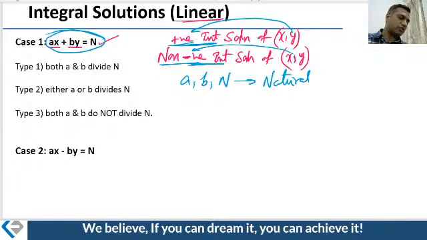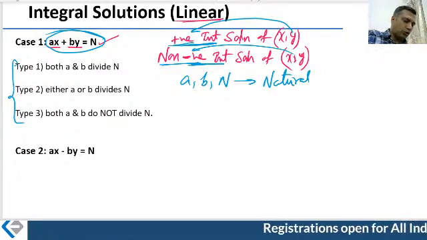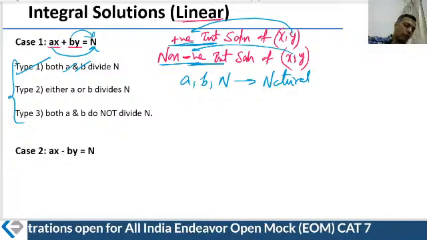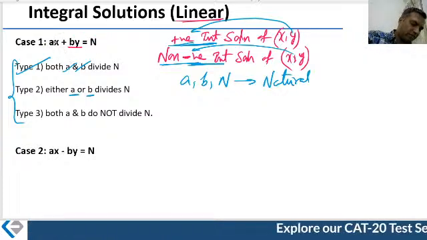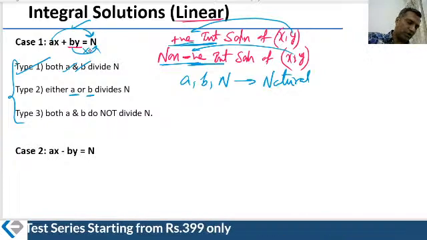There are three cases which come here. What is this? Type 1: both a and b divide n. A divides n, in the sense that the coefficient of x divides n, and the coefficient of y also divides n. Okay, why these types? I'll come to that. Second one: one of them will divide. Either a divides or b divides, which means if the coefficient of x is dividing, then the coefficient of y does not divide. Reverse: if the coefficient of y is dividing, then the coefficient of x need not divide. That is type 2.